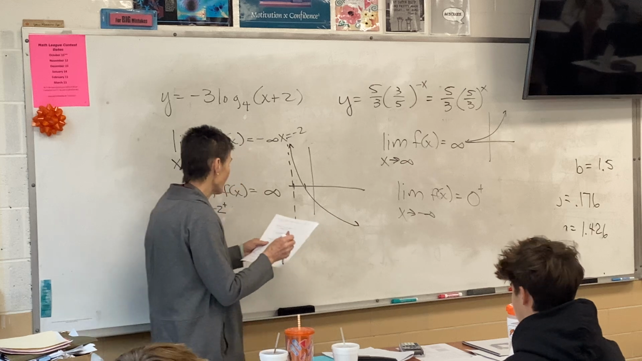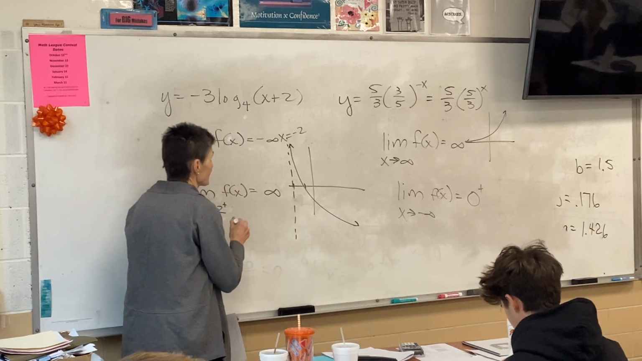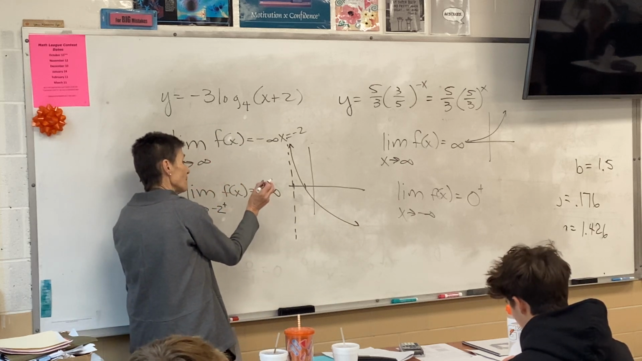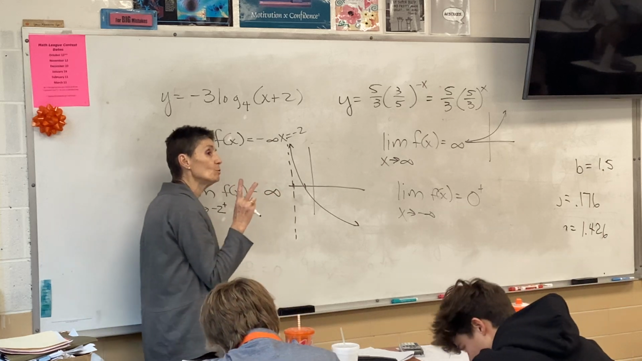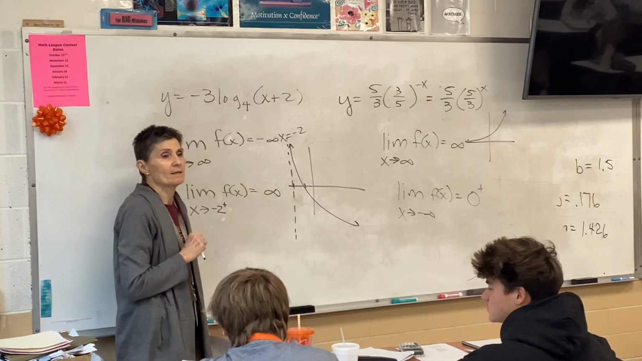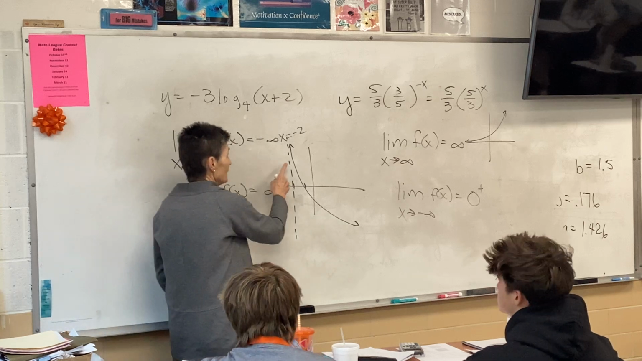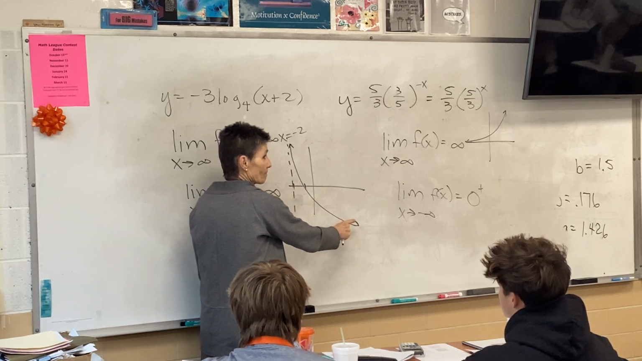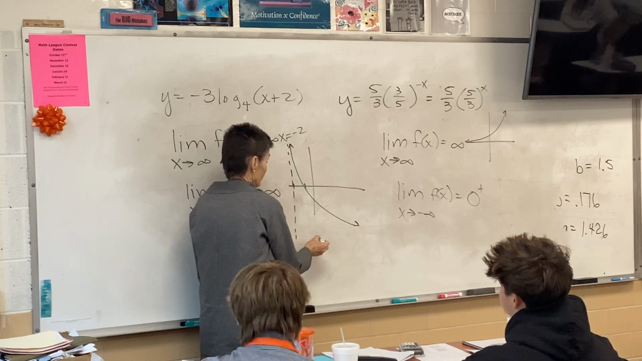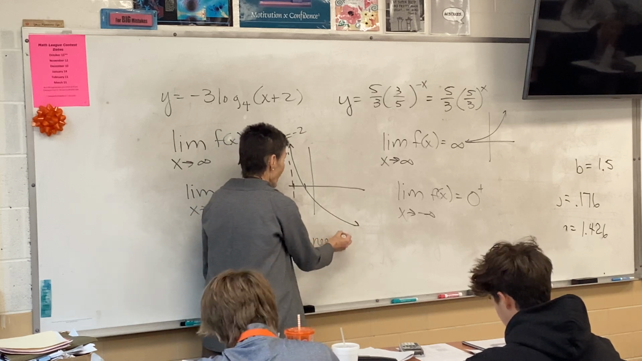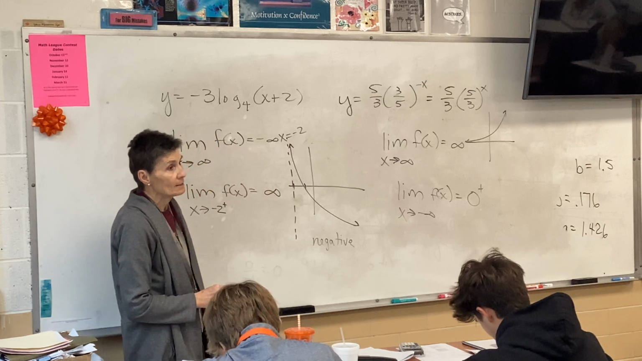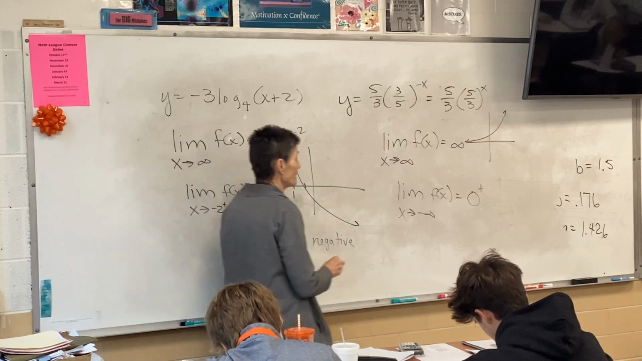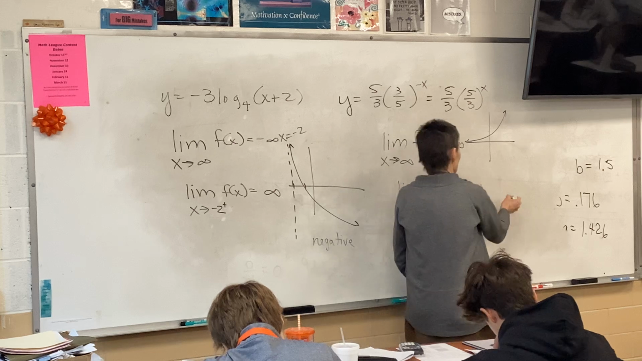All right, describe the rate of change of these two functions. I'm looking for two words. First of all, positive or negative. What's happening here? Negative. Why is the rate of change negative? Because the curve is going down. This rate of change is positive.